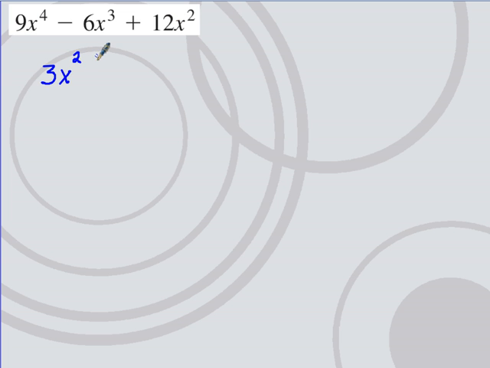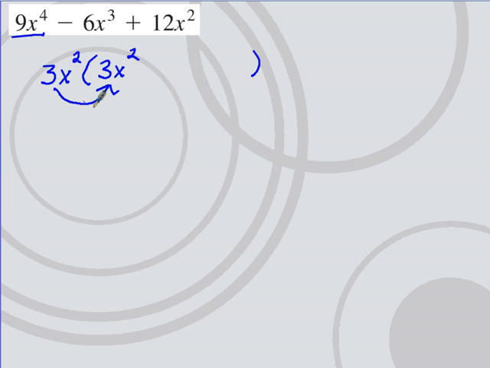So what we're going to do, we're going to use the reverse distributive property here. We're going to pull out 3x squared. We're going to, in essence, simplify this a little bit. And the way we do that, we ask ourselves, 3x squared times what would give me 9x to the fourth? Help me with that, Anne-Marie. 3 times what gives you 9? Good. And x squared times what gives you x to the fourth? Good. There's your first term.